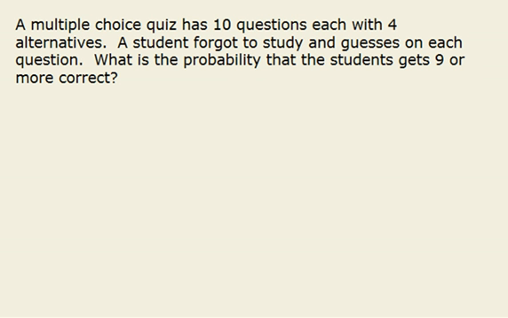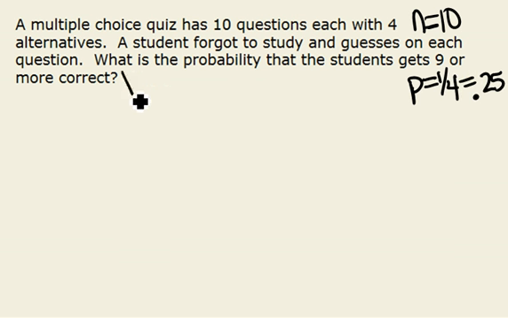So this is an example of a binomial distribution where the number of trials is n equal to 10, and the probability of success is equal to 1/4 because we have 4 choices, or we could write that as 0.25. And our random variable x is going to be the number of correct questions, where we think of getting a question right as being a success.